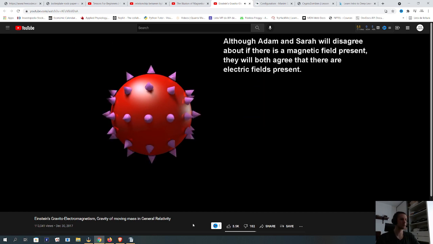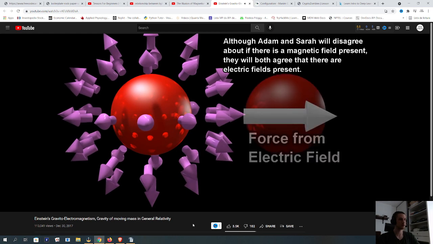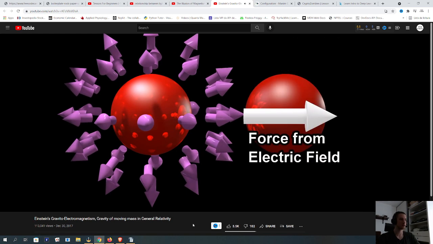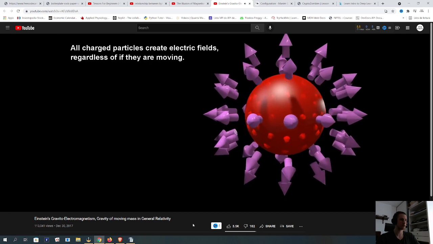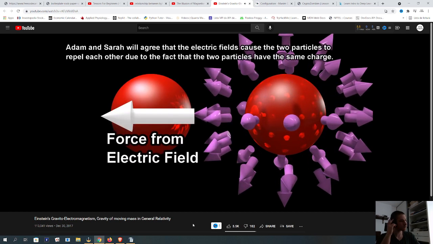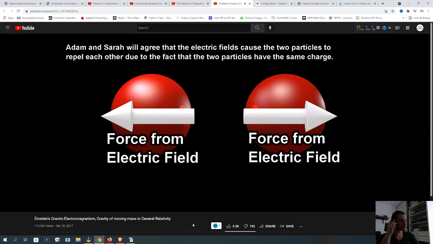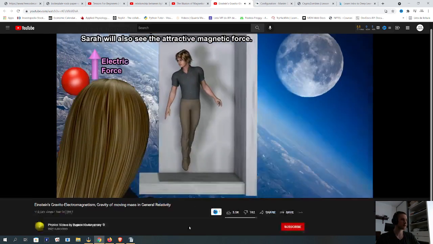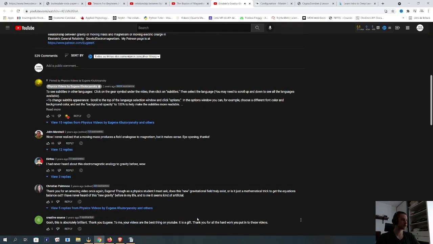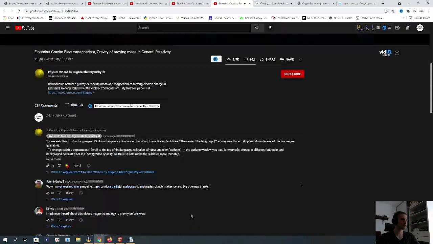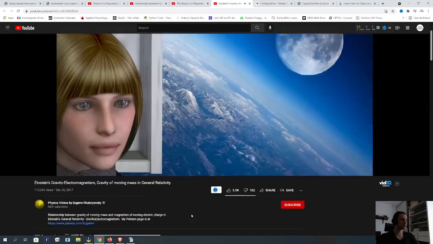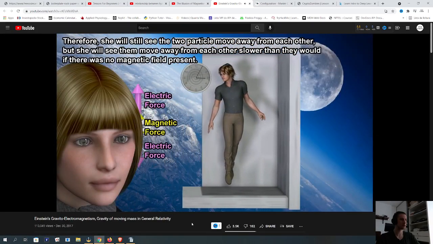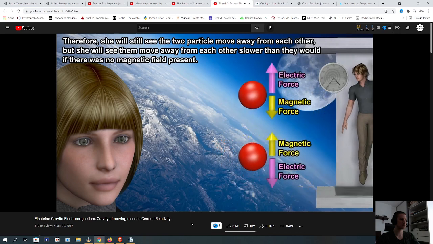Although Adam and Sarah will disagree about if there is a magnetic field present, they will both agree that there are electric fields present. All charged particles create electric fields, regardless if they are moving. Adam and Sarah will agree that the electric fields cause the two particles to repel each other due to the fact that the two particles have the same charge. In addition to the repulsive electric force, Sarah will also see the attractive magnetic force. Sarah will see the repulsive electric force as stronger than the attractive magnetic force. Therefore, she will still see the two particles move away from each other, but she will see them move away from each other slower than they would if there was no magnetic field present.